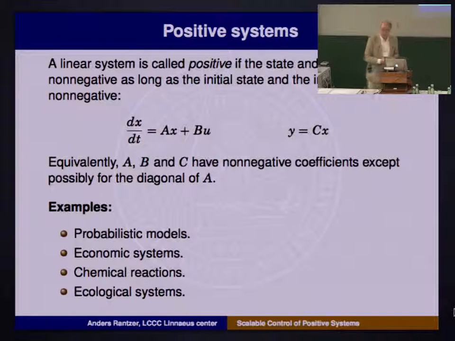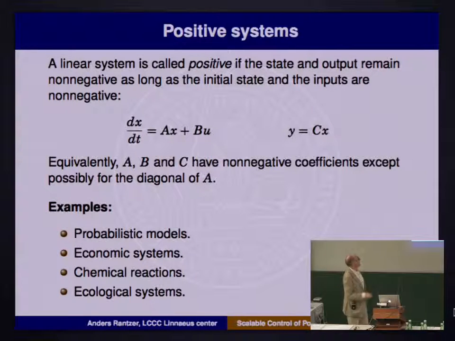So, what is then a positive system? For a linear state space model, we say that this is a positive system if a positive initial state and a positive input will give a positive output. Another way to put it is that the matrices A, B, and C must have non-negative coefficients except possibly for the diagonal of A. If you have a stable system, typically the diagonal of A needs to be negative.